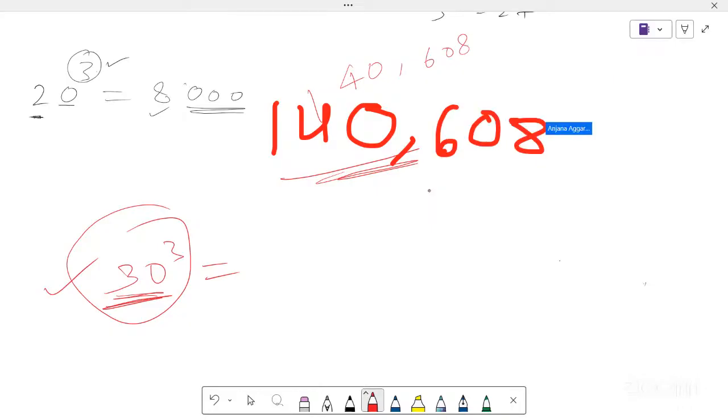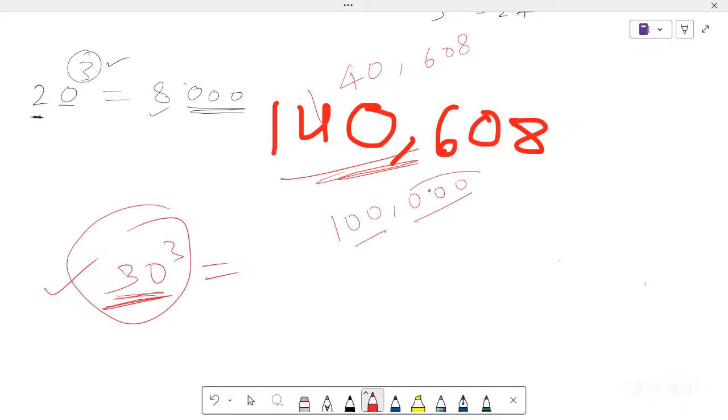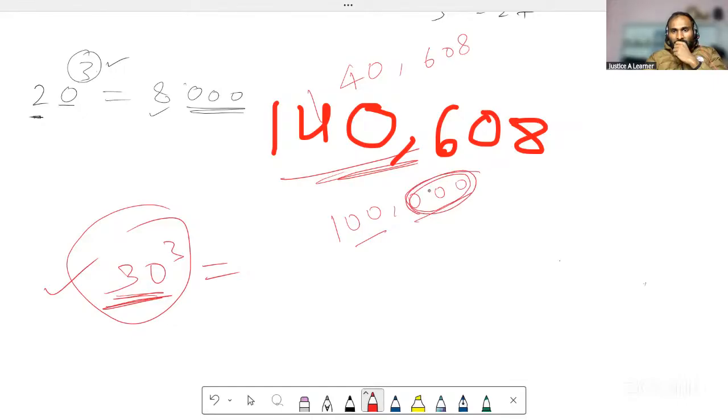140,608. So what would this range be? I need to find it. This is a 6-digit number. When I go near it, there are 5 zeros, right? But I know only three zeros can be there with this, and then this 100. So 100 is what? Nearest 50, 52 or something like that. I may try; this is just a random guess.